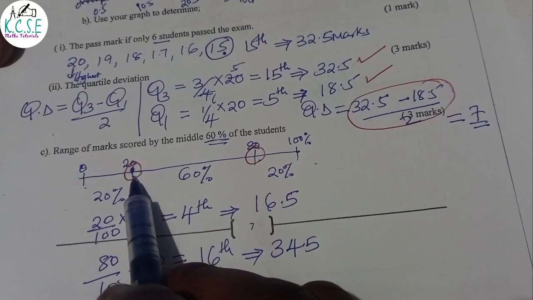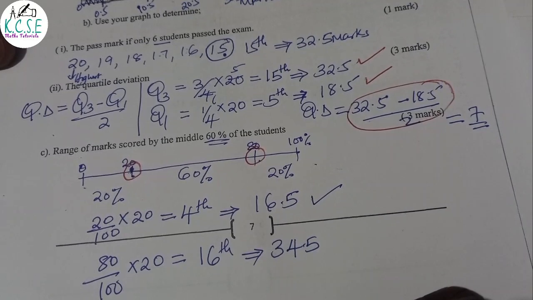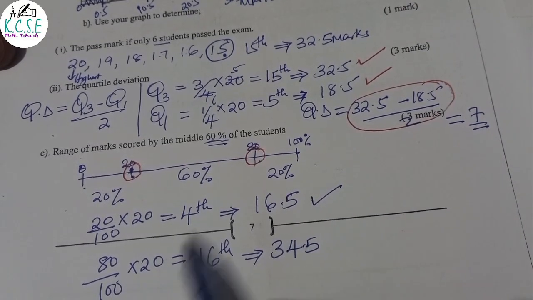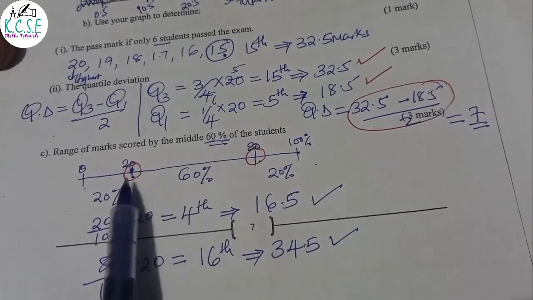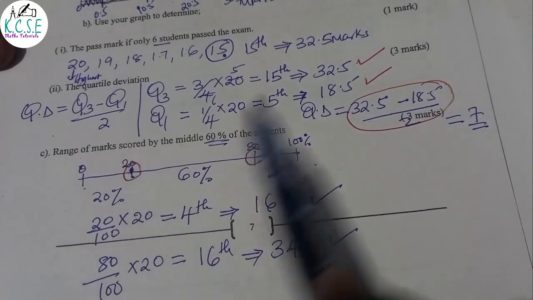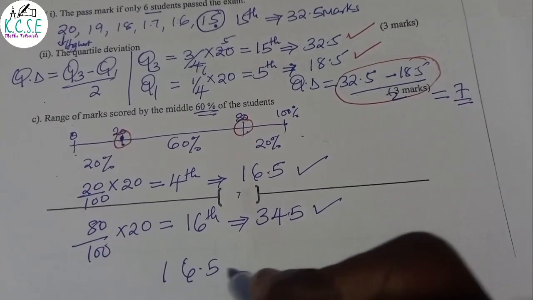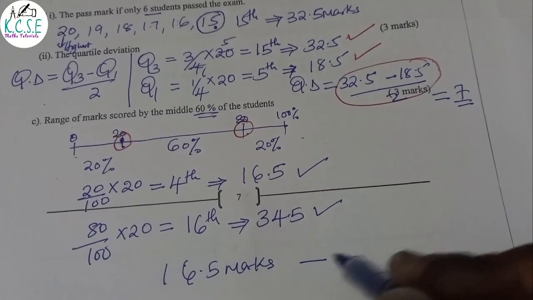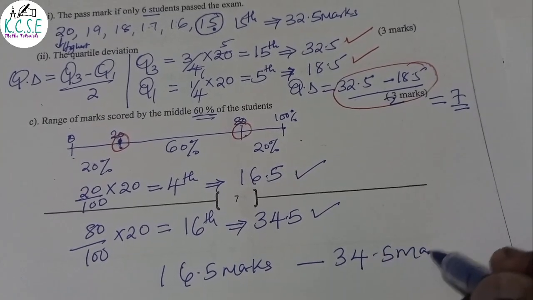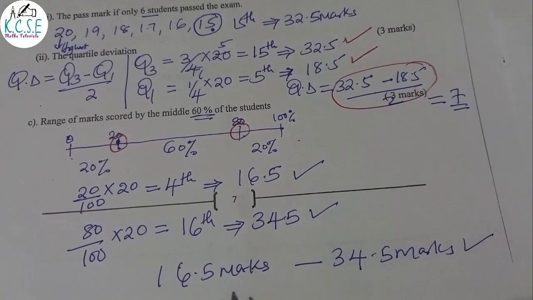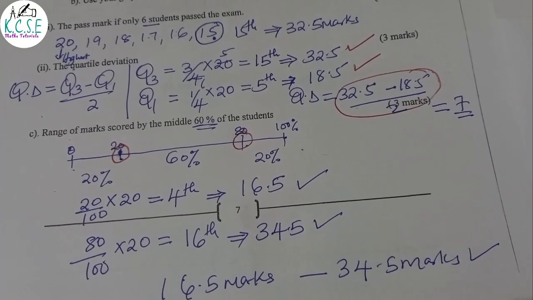So now we've got the range. At 20%, the position is the fourth, and that is the mark from 20%. Then 80% gives 34.5. So the range of marks represented by the middle 60% begins from 16.5 marks to 34.5 marks. So this is how you give the range of the marks scored by the middle 60% of the students. That is how you're supposed to solve that question. Thank you.